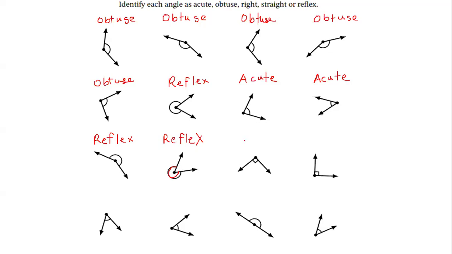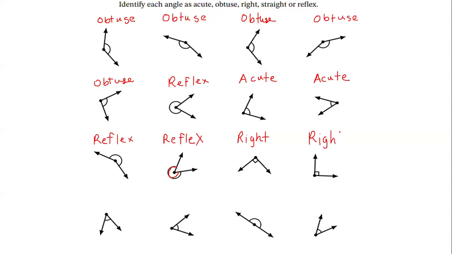What is this one? That's definitely a right angle. How do you know it's a right angle? What gives it away? It has a square in the middle, the little box, which means 90 degrees. This one is also a right angle.